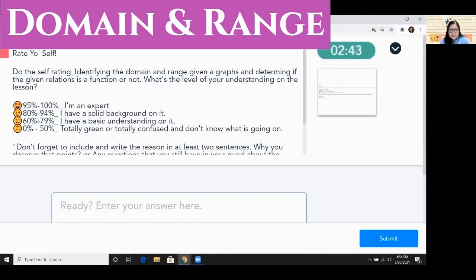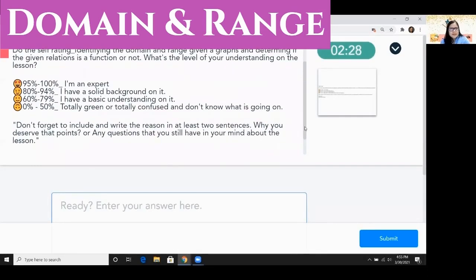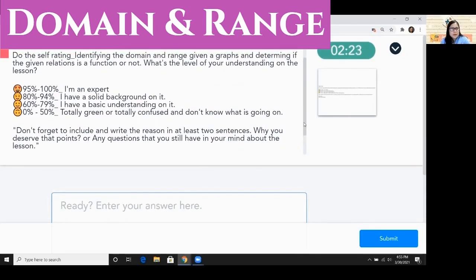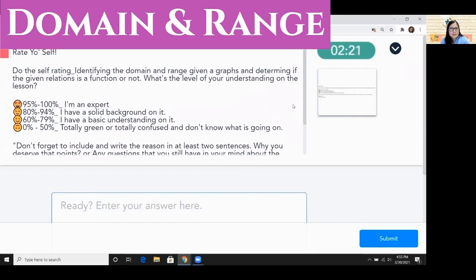So here are the criteria. 95% to 100%, you are an expert. 80 to 94%, you have a solid background on it. 60 to 79%, you have a basic understanding. And 0 to 50%, you are totally green or totally confused and don't know what's going on. Don't forget to write a reason in at least 2 sentences why you deserve the points, or any question that you still have in your mind about the lesson.